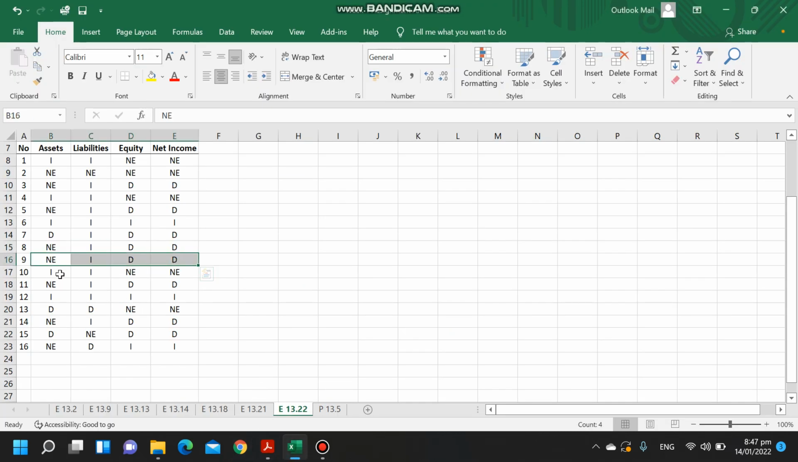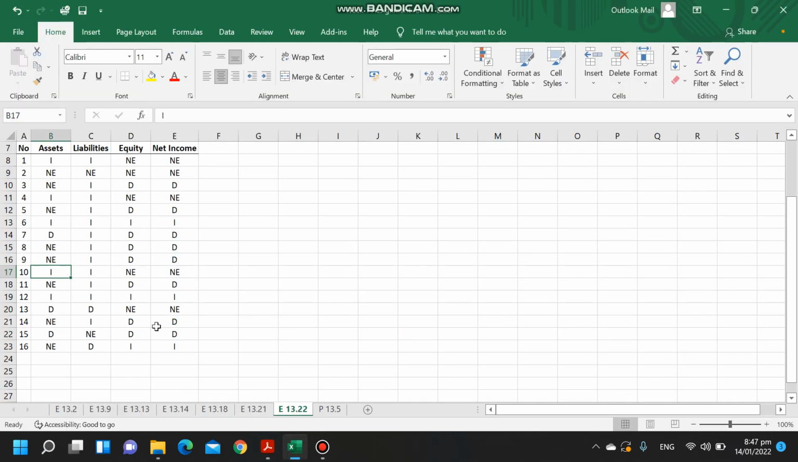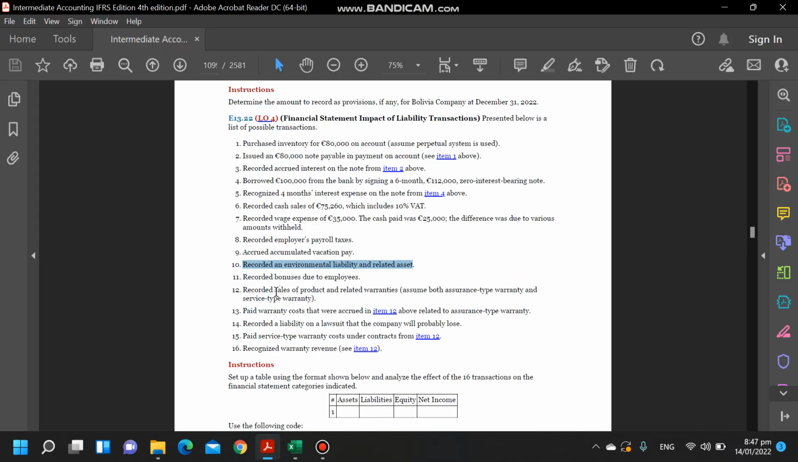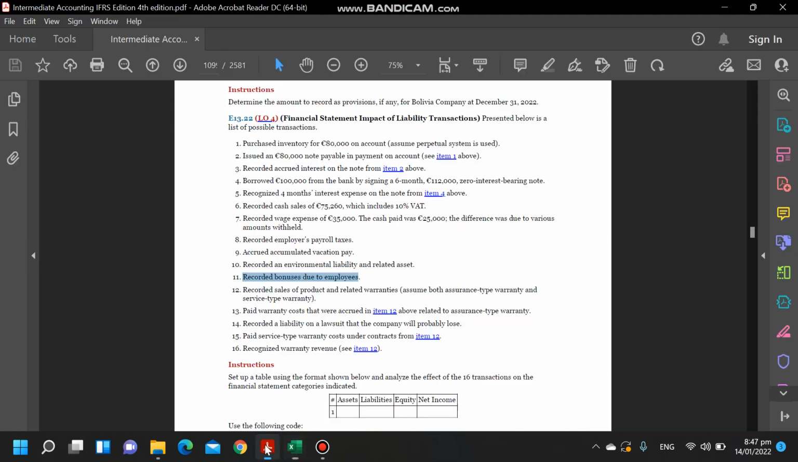And then for number 10, recording an environmental liability and related asset. So of course asset is increased and liability is also increased, so no effect on net income and equity. And then number 11, recorded bonuses due to employees. This is quite similar to number 9, because bonuses are an expense, so it will decrease the net income and equity, and it will increase the liability before we pay it to the employee.